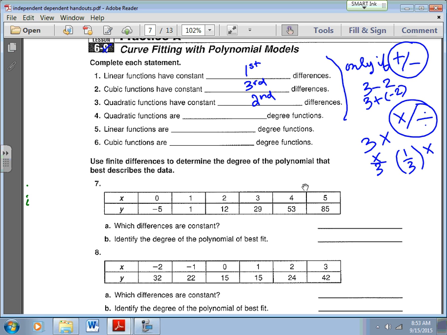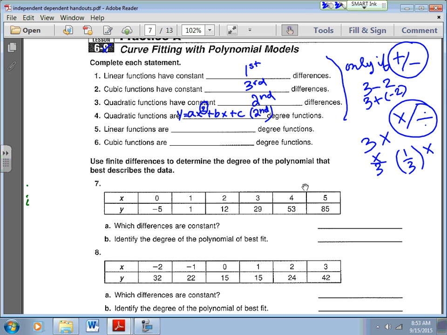All right. Quadratic functions are what degree functions? First degree, second degree, third, fourth. Quadratics: ax squared plus bx plus c. Second degree, and you see that exponent right there of a 2?